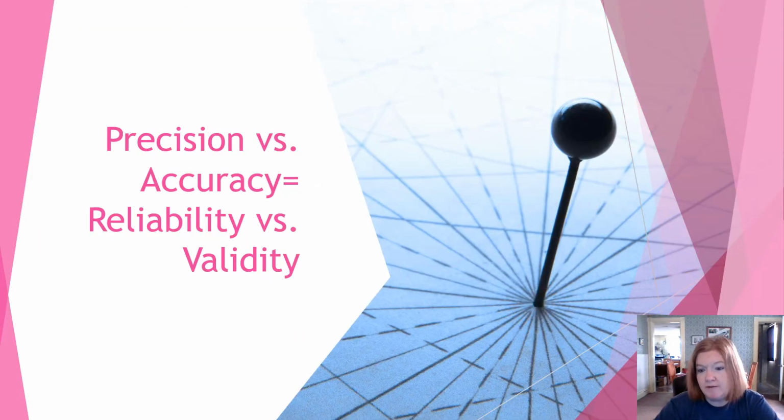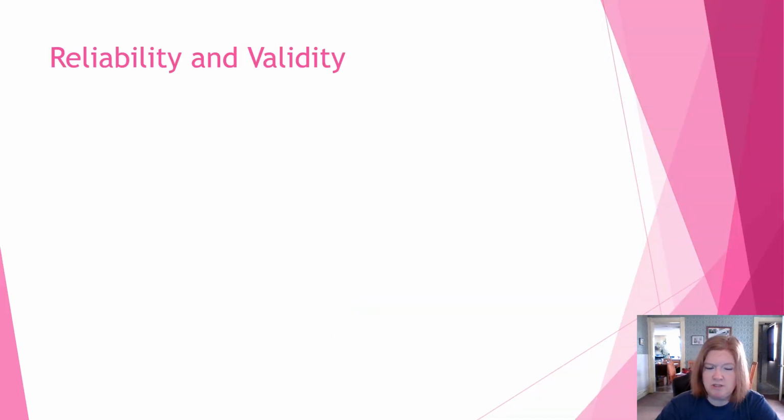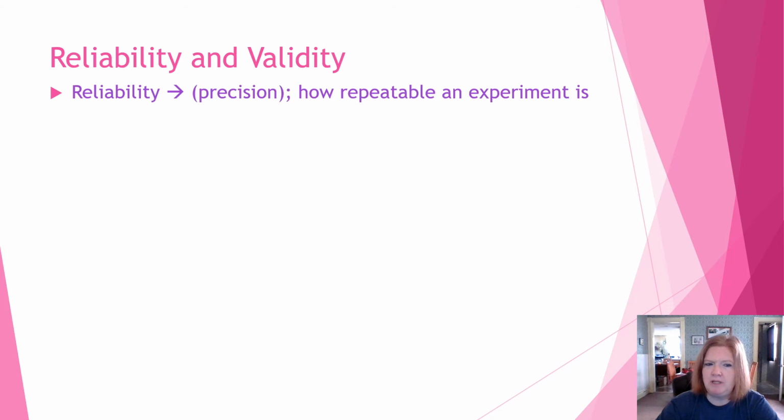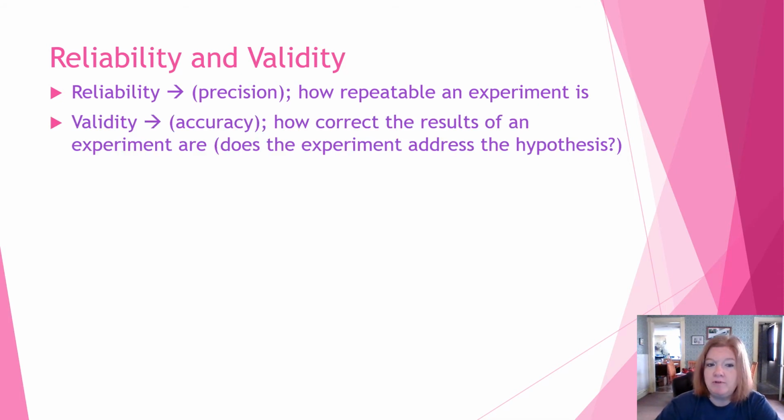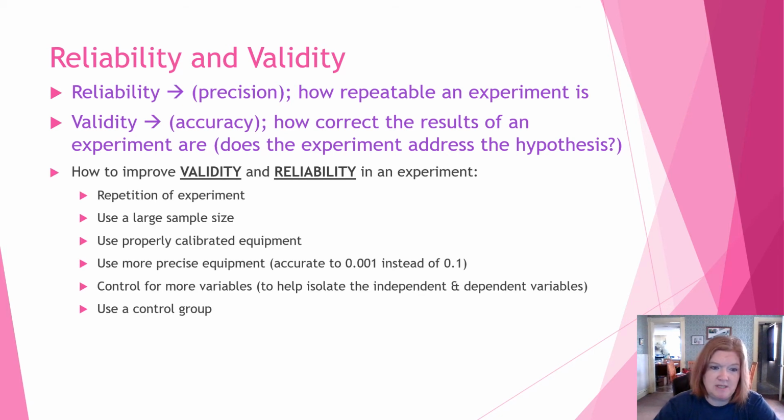Now, these terms are often confusing, so I'm going to try to hopefully make a little bit of sense for you. So there's precision and accuracy and reliability and validity, and they kind of mean the same things and are used interchangeably. So what is reliability and validity? Reliability is really precision. It's how repeatable an experiment is. So it's like you keep getting the same results. Validity is accuracy. It's how correct the results are. So does the experiment actually measure what it says it's going to measure? Does it address the hypothesis?